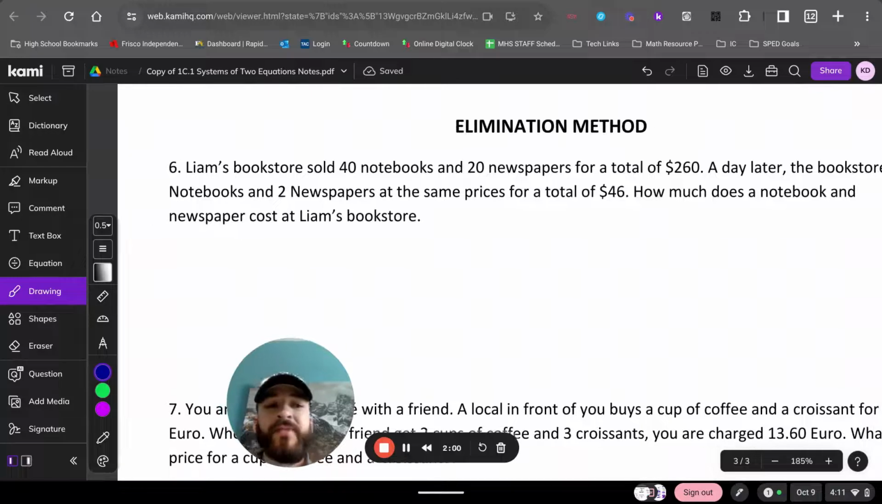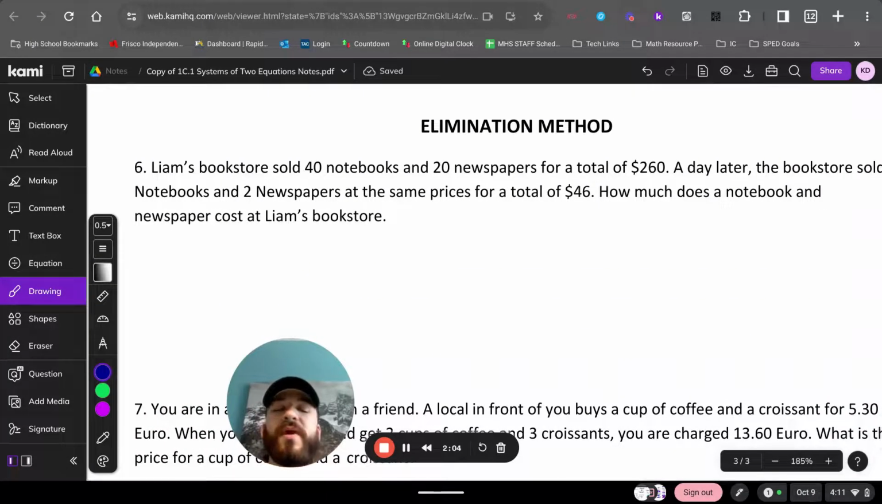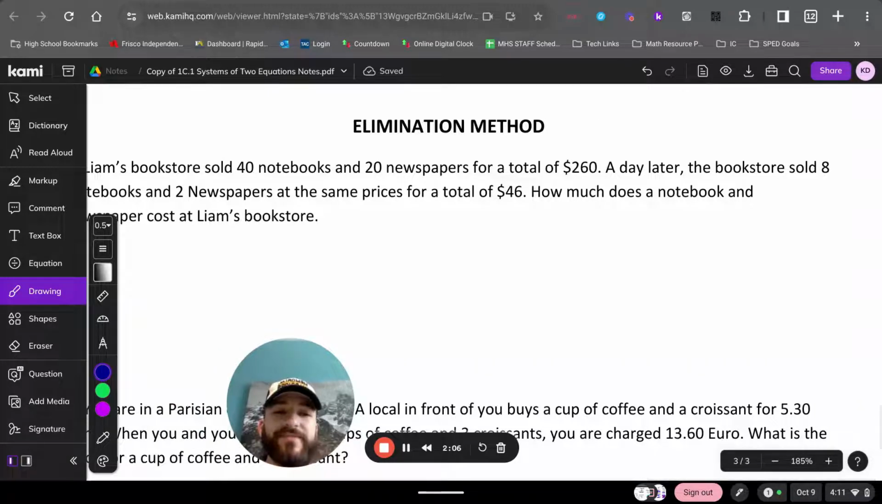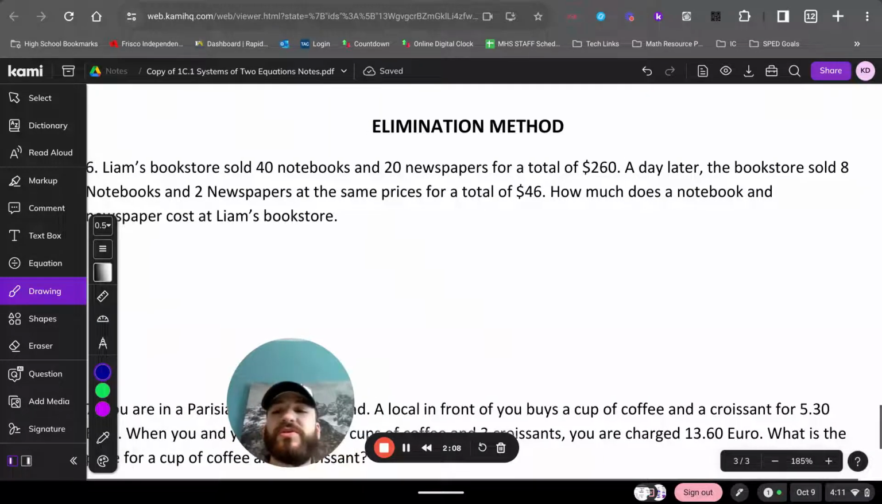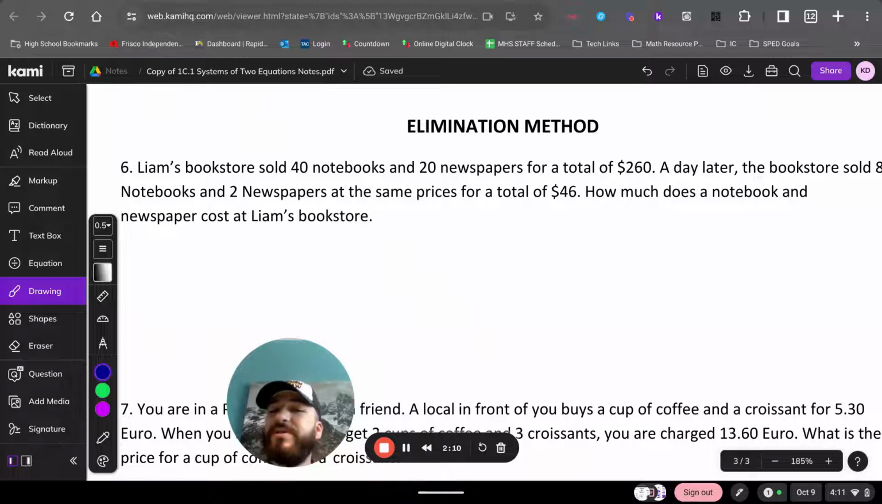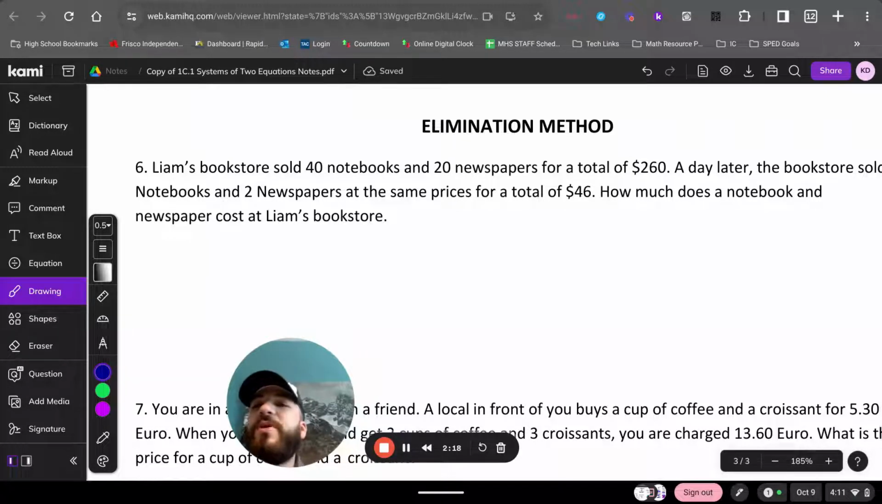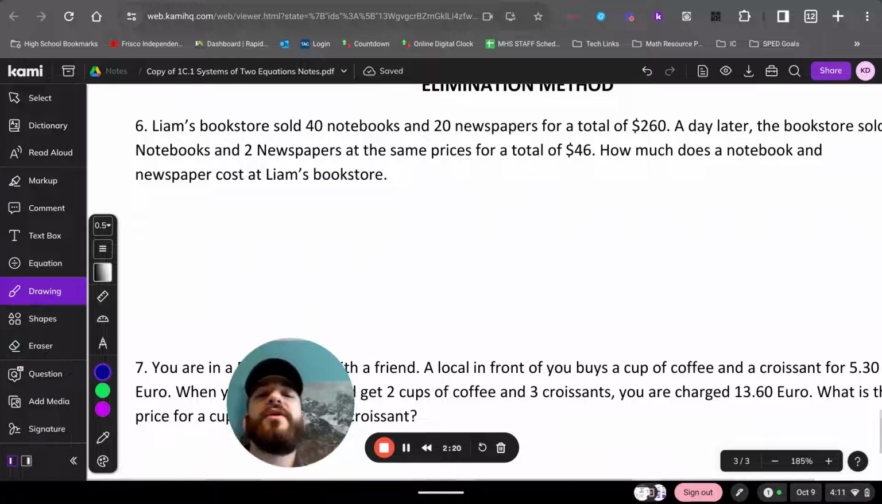So on number 6, Liam's bookstore sold 40 notebooks and 20 newspapers for a total of $260. A day later, the bookstore had sold 8 notebooks and 2 newspapers at the same prices for a total of $46. How much does a notebook and newspaper cost at Liam's bookstore? So just like our last one, we need to write our equations here first. This is not going to be in slope-intercept form because we have 2 different variables.